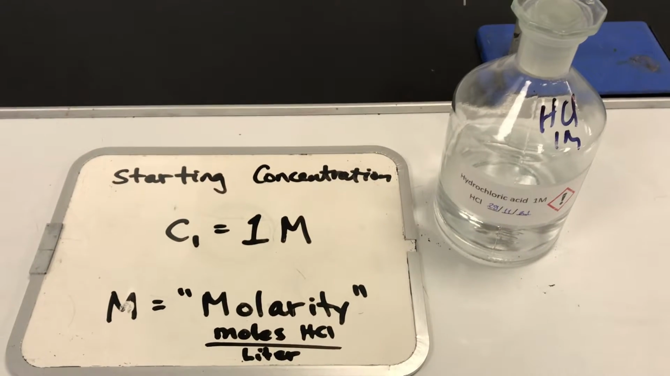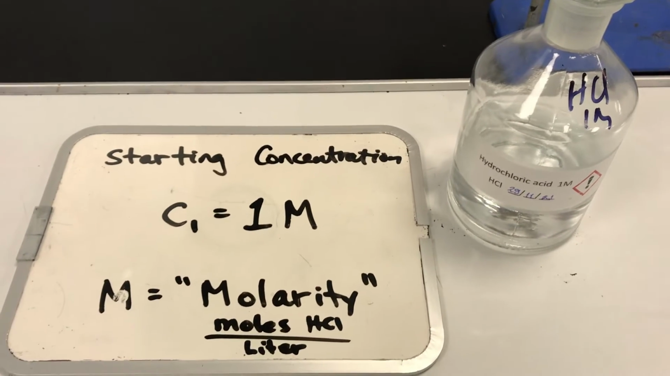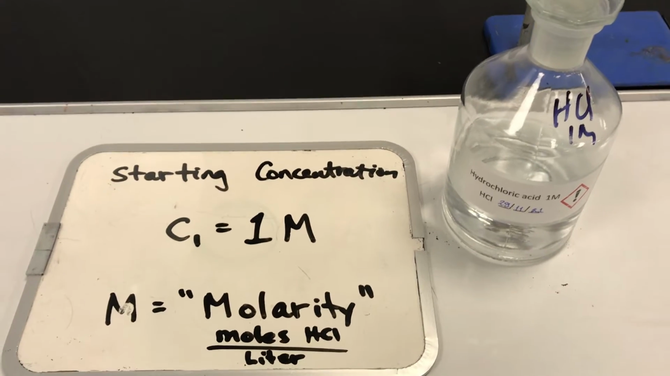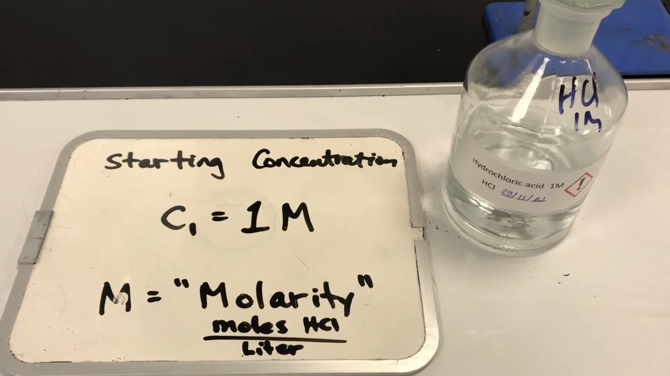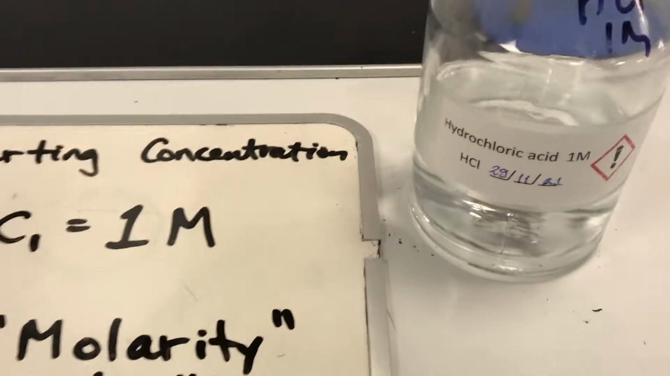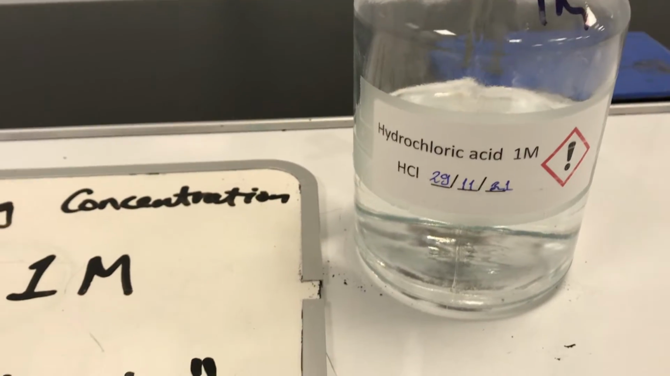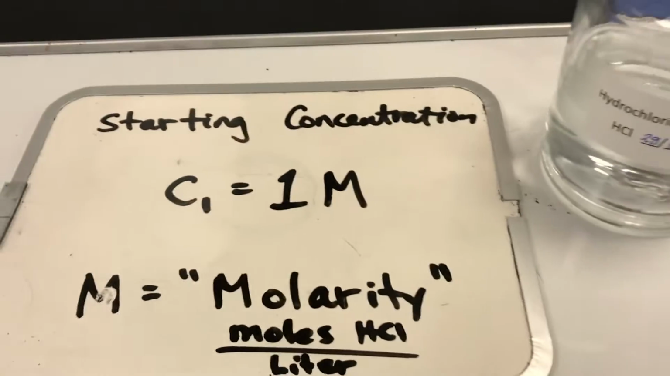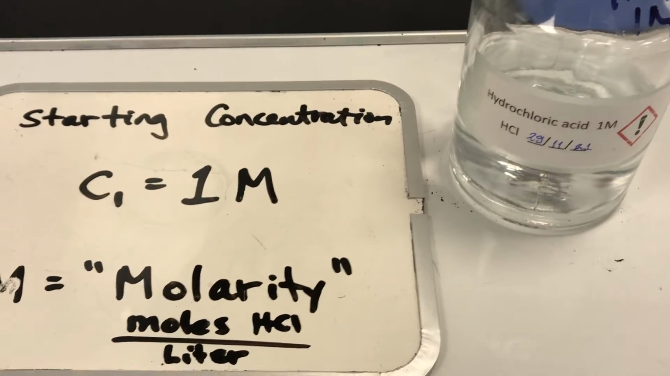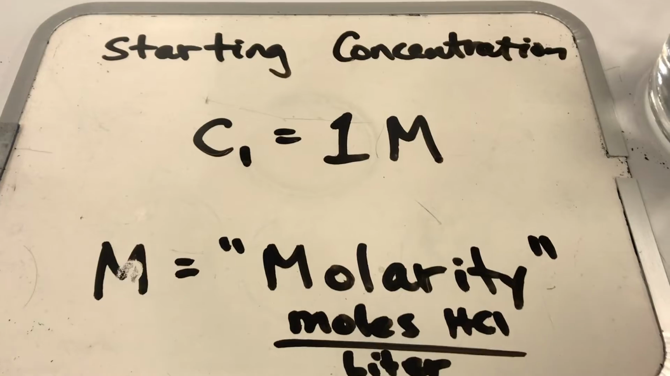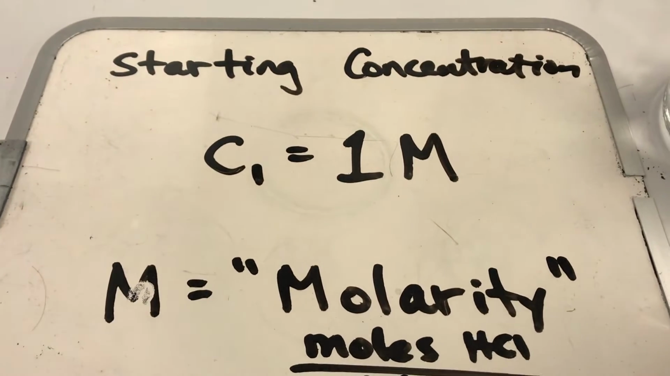This video is for the groups that are investigating the effect of concentration of hydrochloric acid on the rate of the chemical reaction. So in this lab, you will be using hydrochloric acid as one of your reactants, and the concentration that's given to you will be called 1M. That will be the starting concentration, or C1 as it's written here.